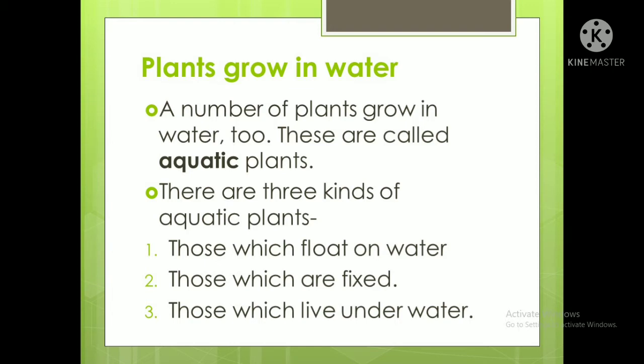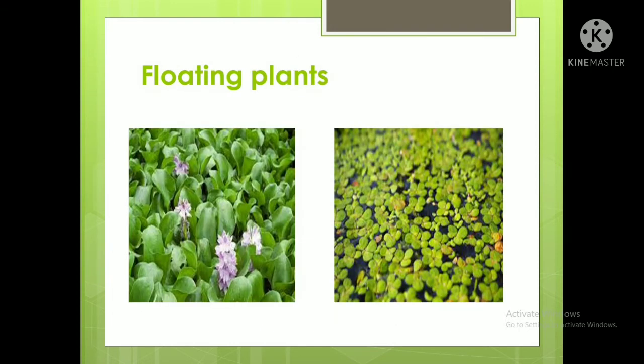So let's see the example. Beautiful pictures. Okay, let's see here. So what is here? Floating plants. So what are floating plants? They are very light, and they have soft and spongy bodies. Very soft and very light. The first picture is about water hyacinth.